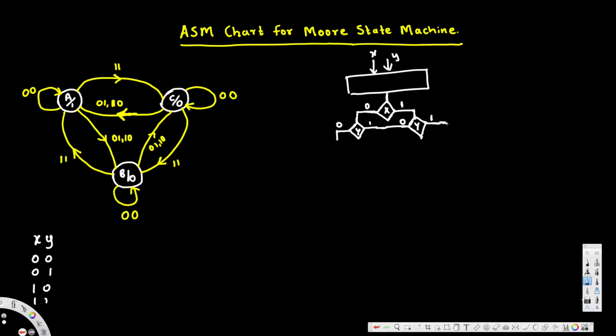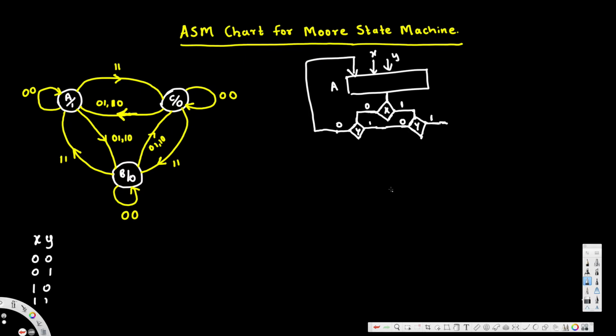Okay, now first this is our A. In A, if the input is 0, the output is also 0, and it goes back to A. So if the input is 0 and the output is 0, it's just going to go like this. And if the input is 1, the output is also going to be 1, and it's going to C.